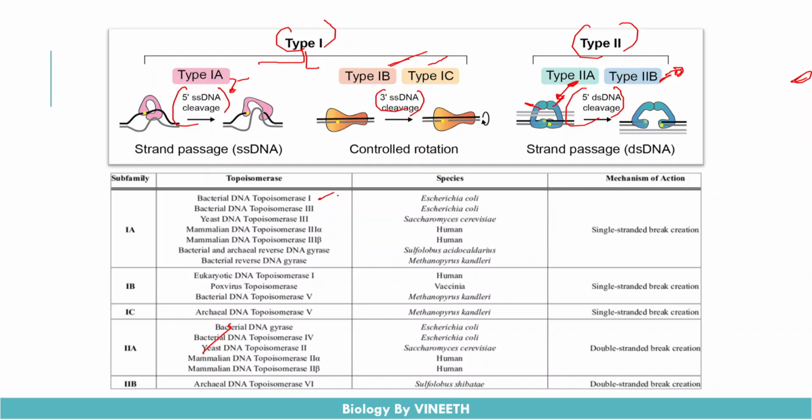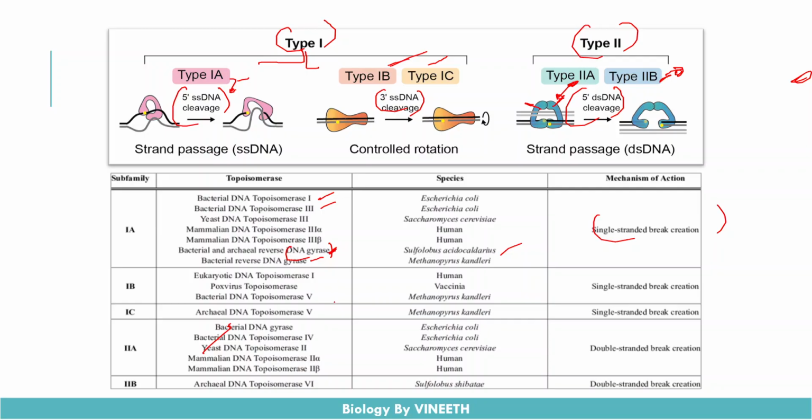Okay, so the major ones are bacterial DNA topoisomerase 1, bacterial DNA topoisomerase 3, and we have a reverse gyrase over here. This enzyme introduces a single stranded break and is mainly present in Sulfolobus acidocaldarius. This is what the bacterial topoisomerases do. They belong to the type 1A subfamily and induce single stranded breaks in the DNA molecule to relieve the strain on the DNA molecules.